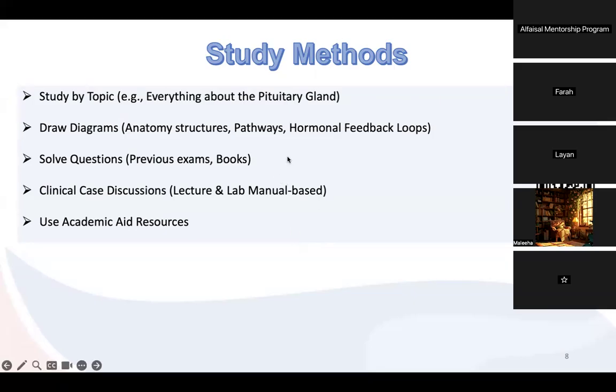When you're done with this topic, you can, for example, solve a couple of questions to test your knowledge about it. The questions can be from previous exams or from books. For example, BRS has some questions, and Gray's Anatomy also has some questions. So you can solve some questions about this topic to test your knowledge.